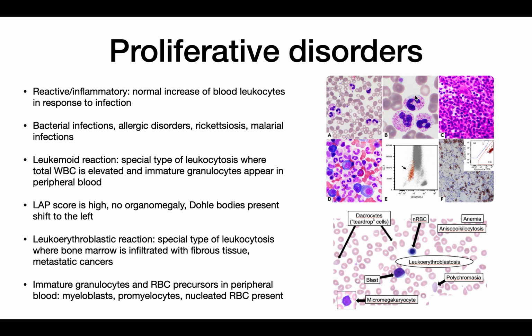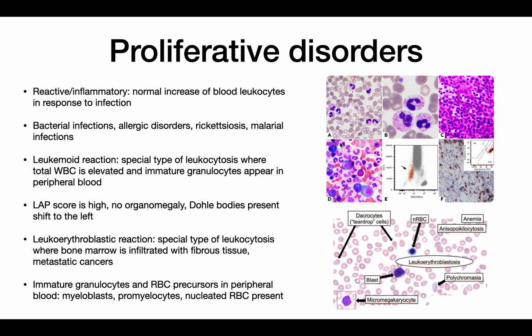The LAP score is high. This is important to know. This will differentiate the leukemoid reaction from leukemia. The LAP score is an important factor for it. There is no organomegaly, so there's no splenomegaly, there's no hepatomegaly, and the Döhle bodies are going to be present. And then there is a shift to the left, which means that there are the immature granulocytes in the peripheral blood.